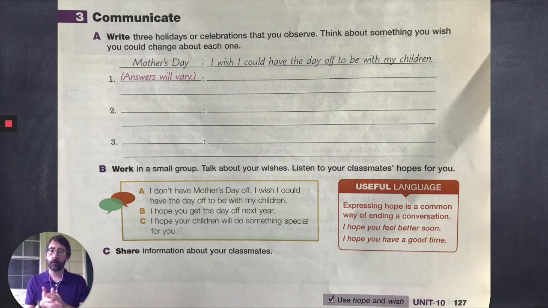So maybe it's Mother's Day. For my Muslim students, you are celebrating Ramadan right now. Maybe there are things you wish you could do differently about Ramadan. Maybe you wish you could celebrate with your friends. Maybe you wish you could go home to celebrate Ramadan. We did not get to have graduation together. Maybe there's something you wish we could have done about graduation. I wish we could have gathered together for graduation this year, right?